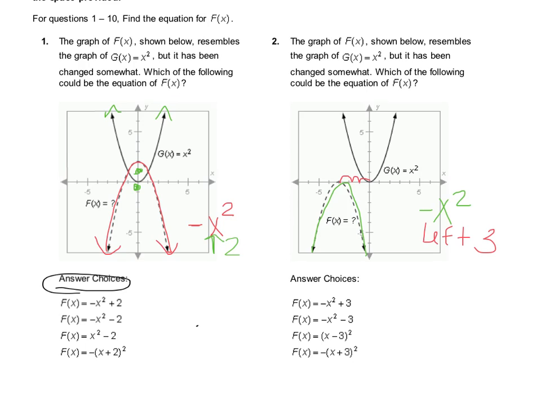So remember, a left shift of 3 means I need to add 3 to the x. And then it's supposed to be negative because I flipped it. So that means my answer would be the last one. F of x equals negative parentheses x plus 3 squared.